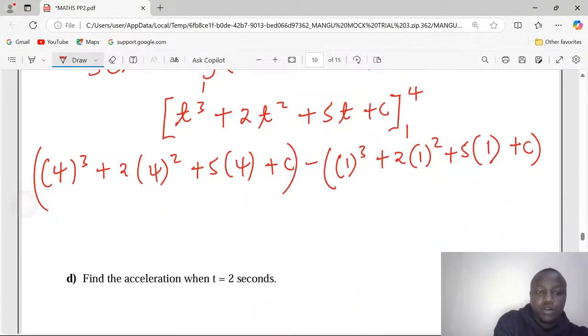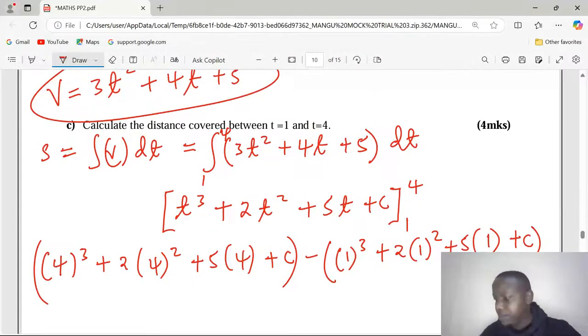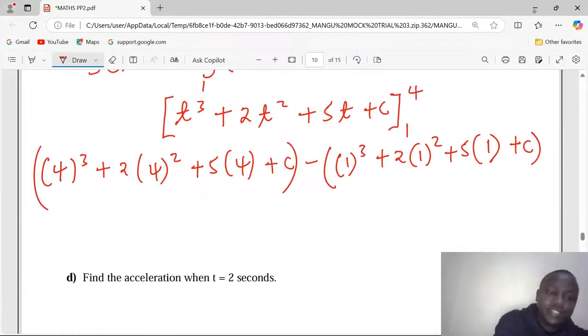So in the first case, let me even work it out using a calculator now. We are talking of 4 cubed plus 2 times 4 squared plus 5 times 4. This is going to give us 116 plus c.